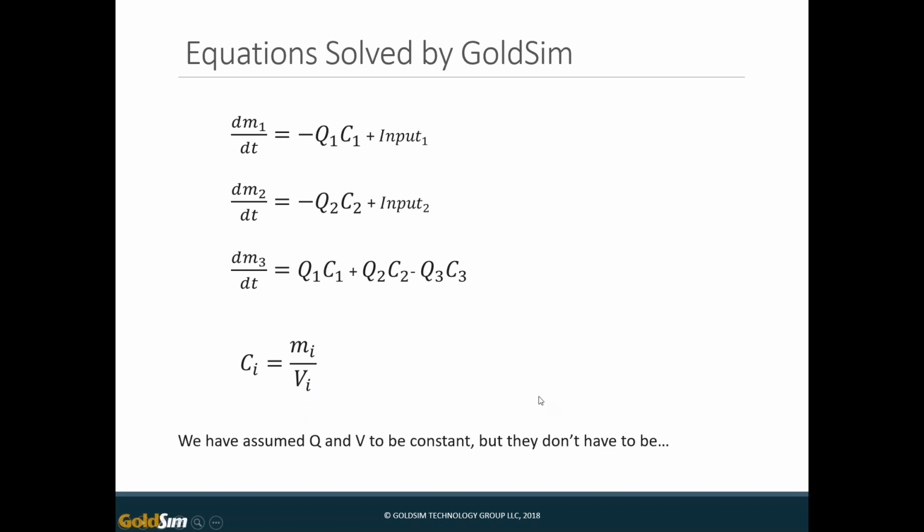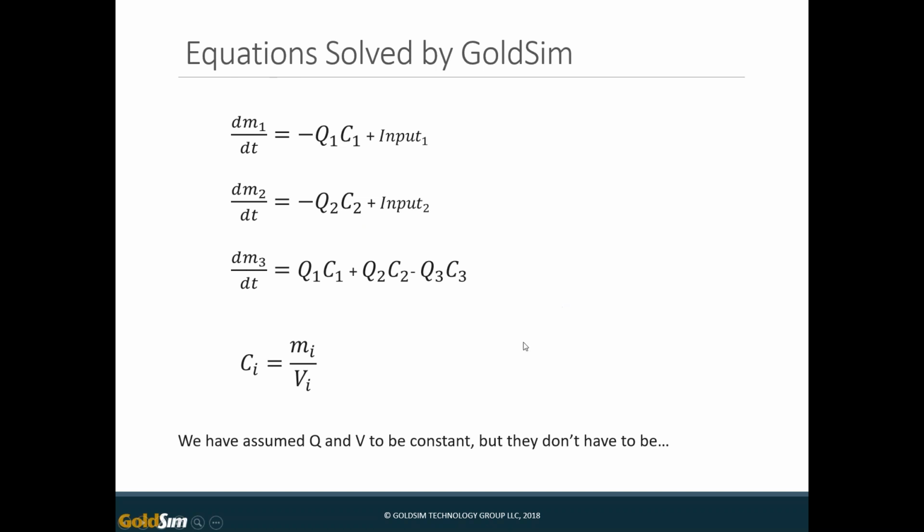That's what GoldSim did. When we built the model, GoldSim in the background formulated these equations automatically and then solves them numerically. That's what it does, right? It does that for you. You don't have to write these equations and solve them. It formulated the equations, said, well, that's what defines this system. Now I'm going to solve these equations.